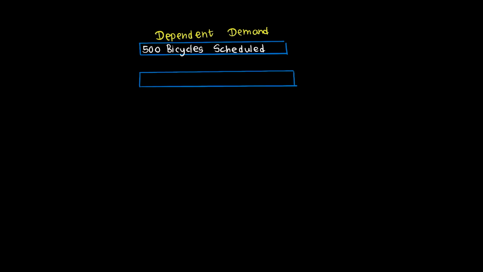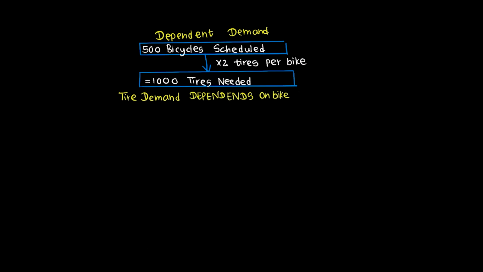Dependent demand is a concept that separates MRP thinking from regular inventory management. The demand for bicycle tyres at this factory is not based on customers walking in and buying tyres. It is based entirely on how many complete bicycles are scheduled for production. If the factory plans to build 500 bikes, it needs 1,000 tyres, 2 per bike. The tyre demand depends on the parent product's production plan.